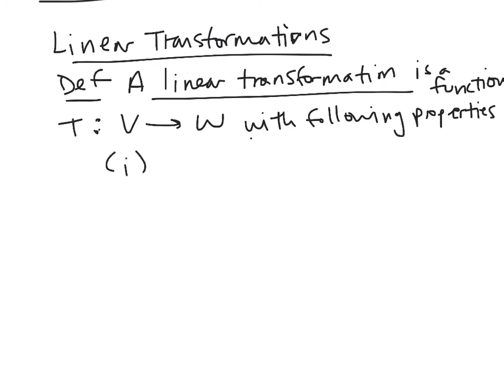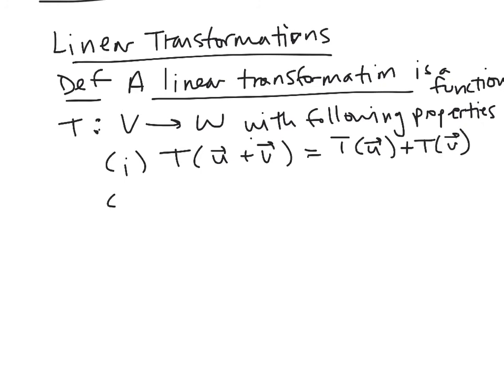The first property is that if you add two vectors inside the linear transformation and then plug it in the function, that's the same as plugging each of them in the function and then adding the outputs. And the second condition works with scalar multiples. If I scale my vector and then plug that into the function, that's the same as plugging my vector into the function and then scaling it.